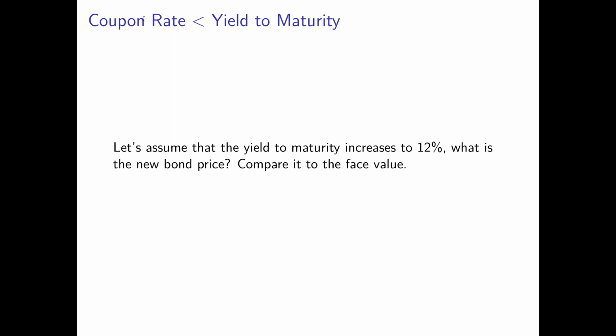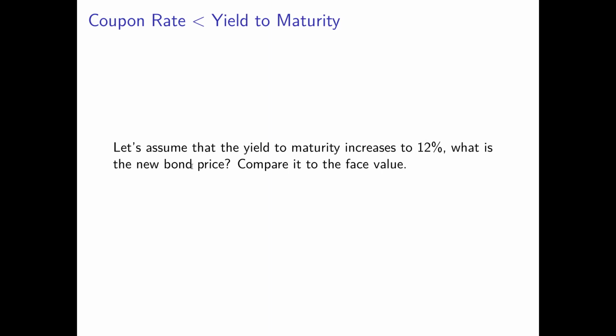Okay, case number 2. What happens if the coupon rate is less than the yield to maturity? Well, this time we assume that the yield to maturity is no longer 10% like the coupon rate, but it increases to 12%.